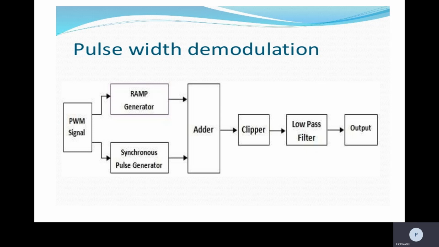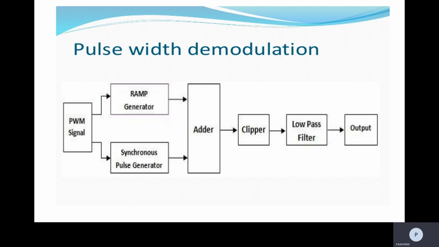The ramp generator generates a ramp signal, and the synchronous pulse generator generates synchronous pulses. Both outputs are given to the adder, which adds the output of the ramp generator and the output of the synchronous pulse generator, and then gives the sum to the clipper. The clipper circuit clips the unnecessary part and gives the output to the low pass filter.